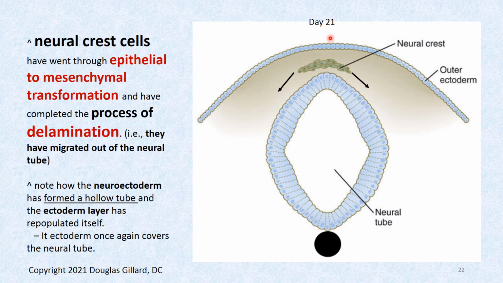And there we are, about day 21. But the neural crest cells, how did they get out of there? Well, they had to, because these are epithelial cells, right? These are neuroectoderm cells, but they're epithelial in nature. So these cells went through epithelial to mesenchymal transformation, which we've already talked about several times, during the process of delamination. So the process of delamination is an epithelial to mesenchymal transformation process as well. And yep, that's the story of that.